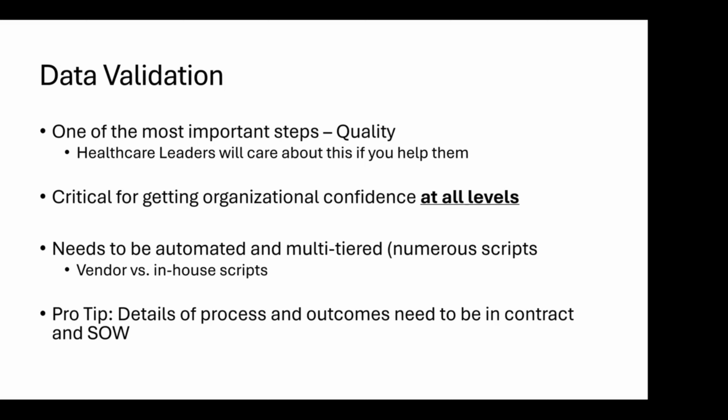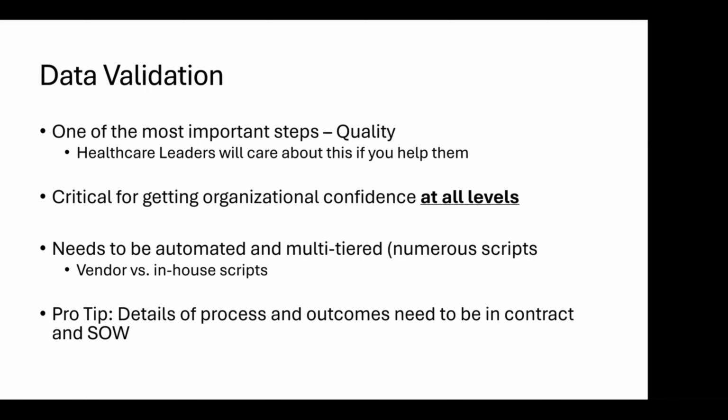So pro tip there, details of the process and outcome need to be in the contract and statement of work. When you are working with a vendor and you're using in-house scripts, that is a good example of something that would be great to have written down in contract with signatures, and not really penalties, but like how your organization wants to understand the risk.